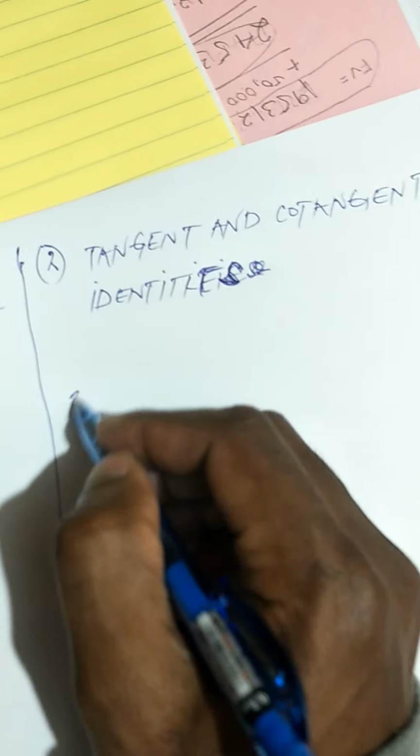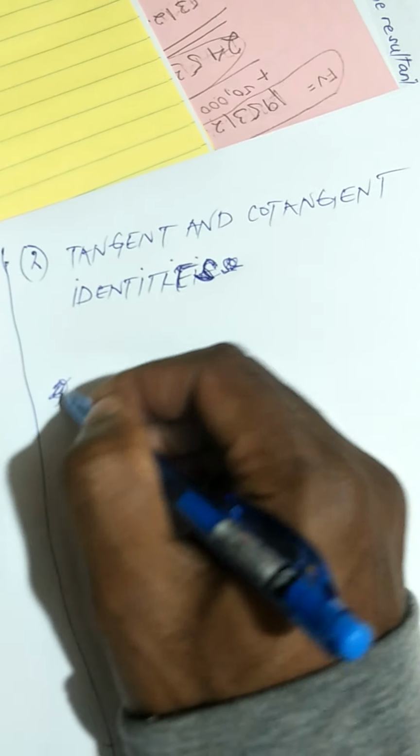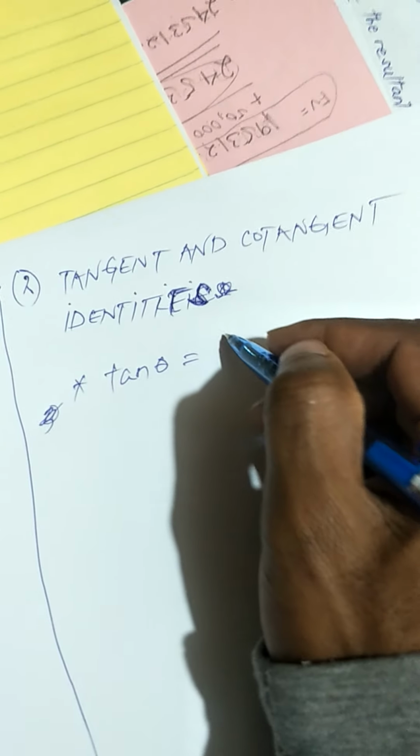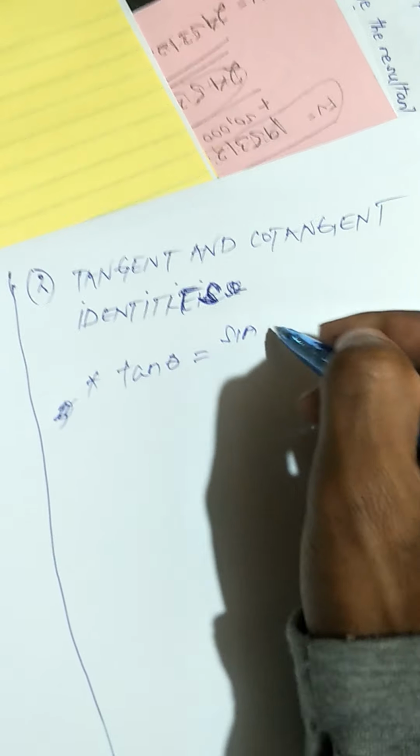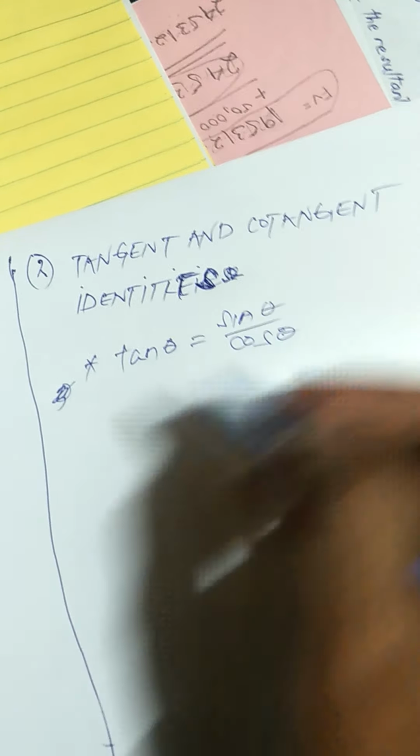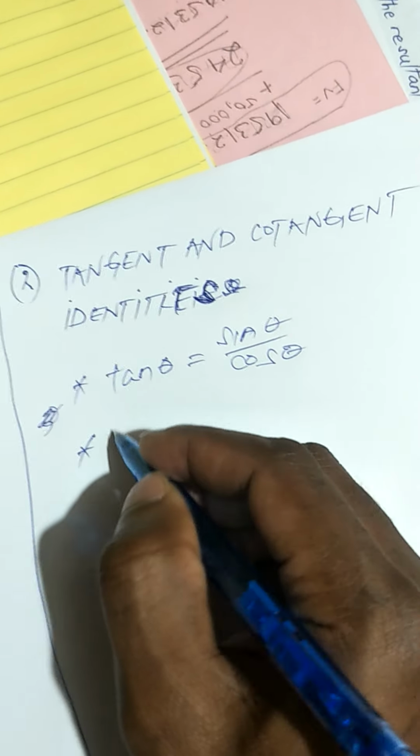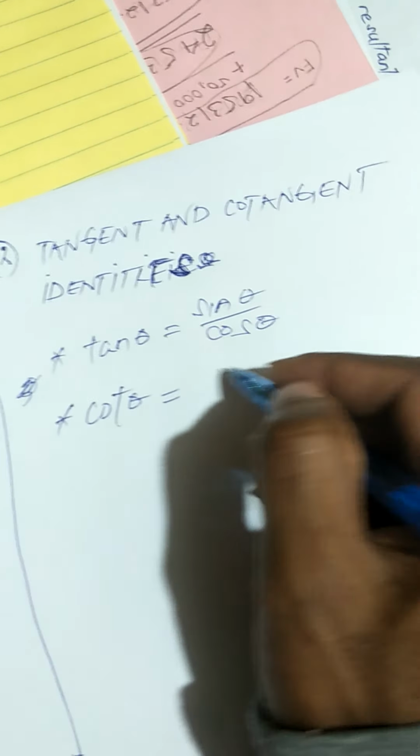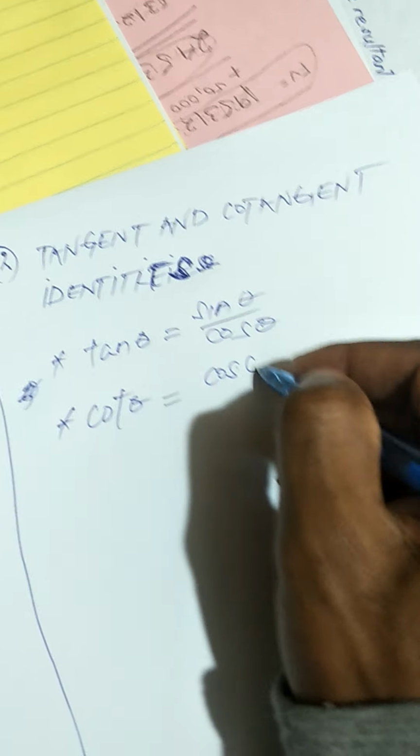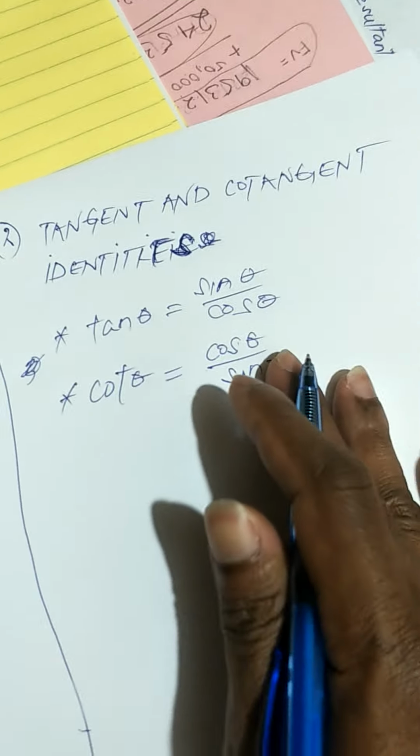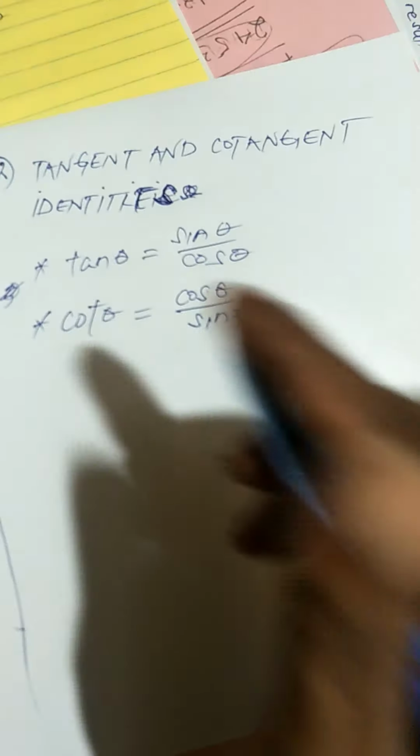Okay, let's continue. Number 1 is tangent theta is equal to sin theta all over cosine theta. 2. Cotangent theta is equal to cosine theta all over sin theta.